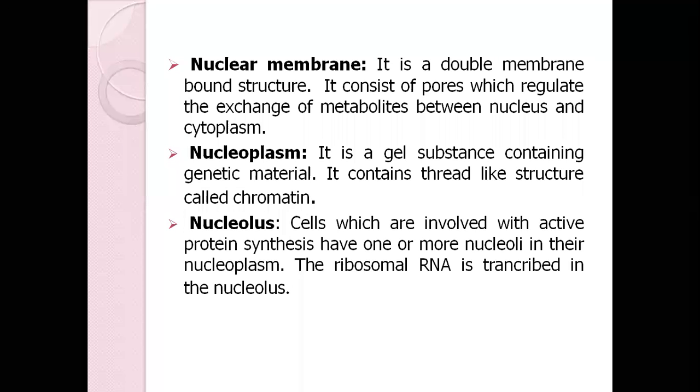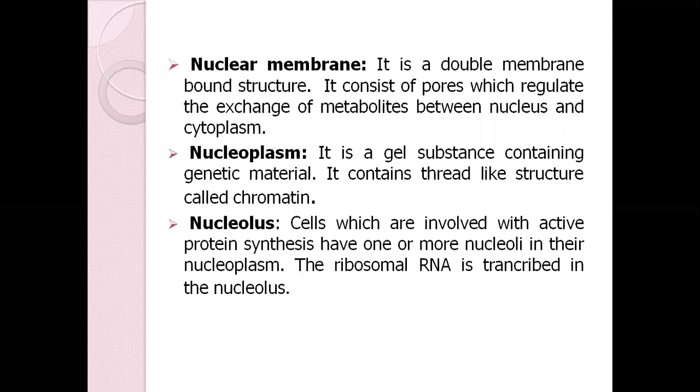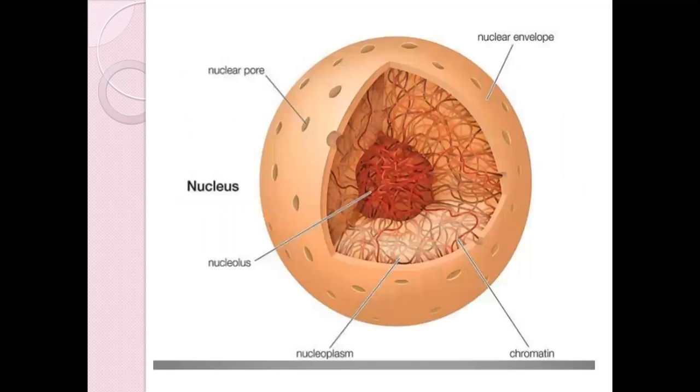So we'll be seeing the explanation of these. So what is a nuclear membrane? Here also it is a double membrane bound structure, and it consists of pores which regulate the exchange of metabolites between the nucleus and the cytoplasm. If any metabolites need to be exchanged, how is it done? It is mainly done through the nuclear pore, which you can see in the diagram, in the nuclear envelope.